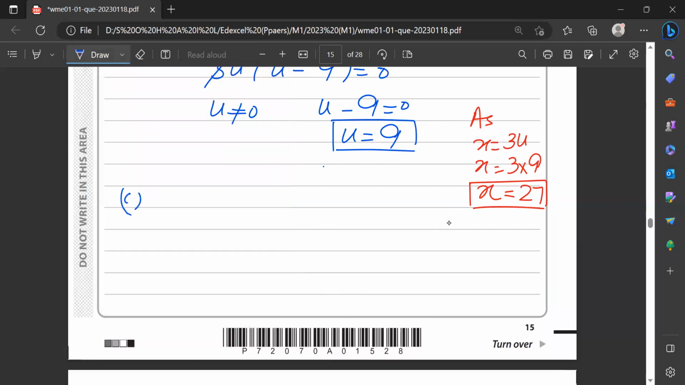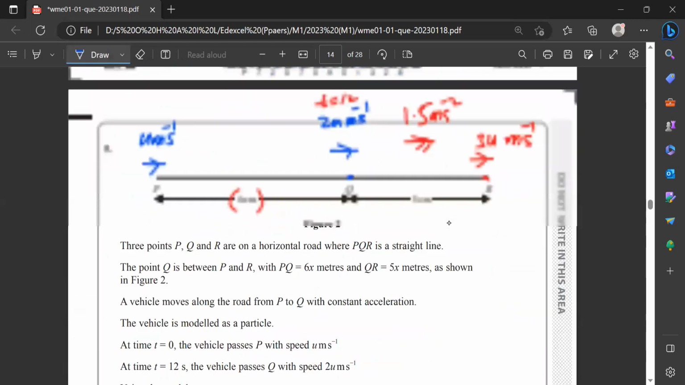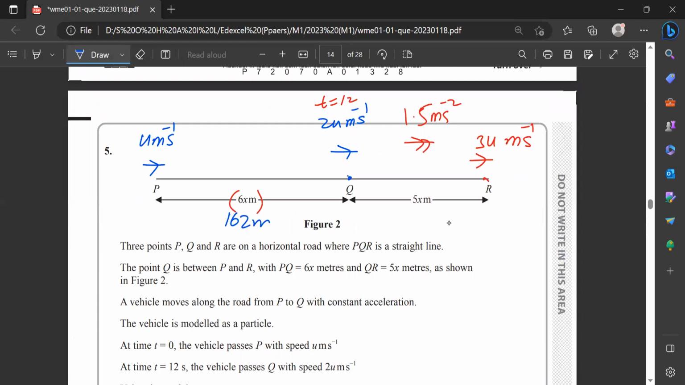C part. PQ, the distance between P and Q, is equal to 6x, 6 into 27. 27 into 6 is 162 meters. So 162 meters is the distance here. And after reaching this point, it's moving further from Q onwards.